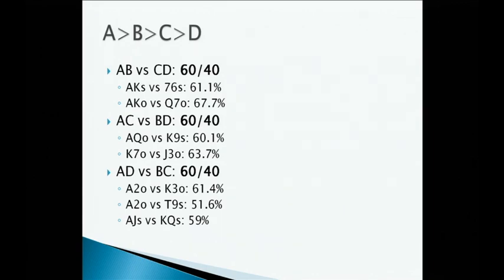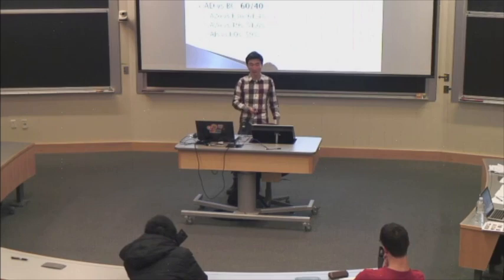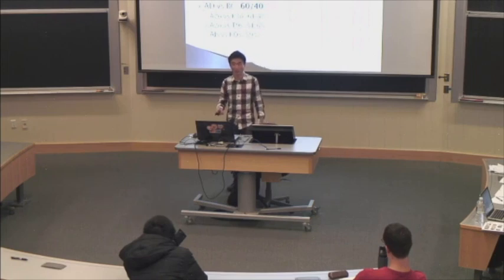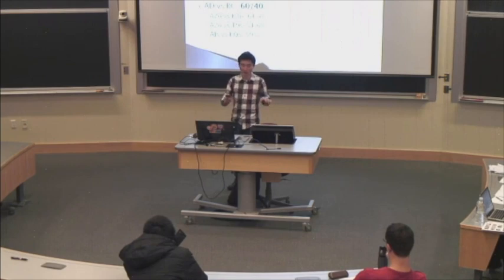AC versus BD, it's about 60 versus 40. AD versus BC, it can be as low as 50-50. So ace two off against 10-9 suited is only 51.6%. So that's sort of the worst case for AD versus BC. Okay, so you can look through those numbers more on the slides, and you can also get it yourself on Poker Stove or a lot of websites. You can compute the equities of a hand versus another, but it's good to have some rough ideas of these categories. When is it an 80-20?